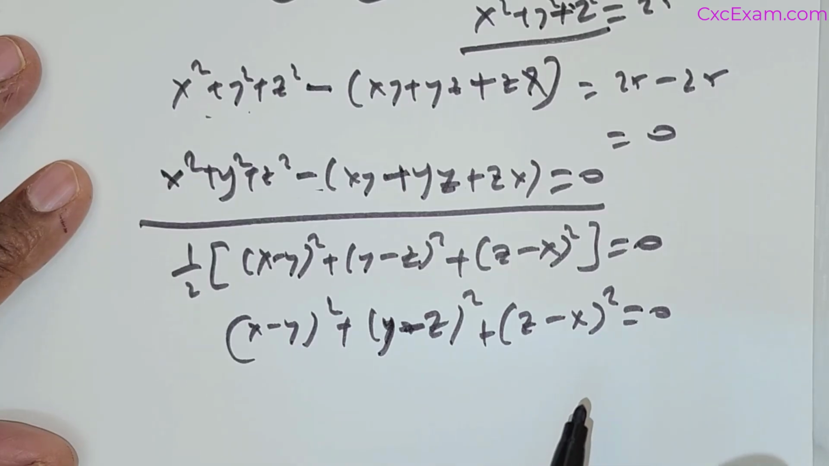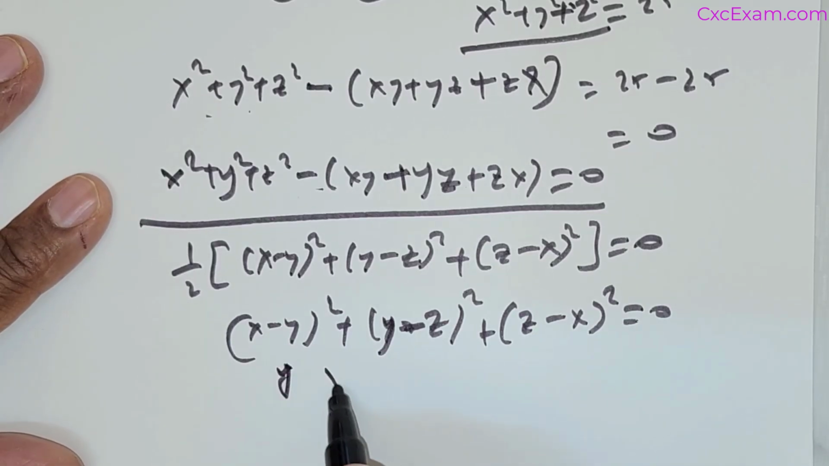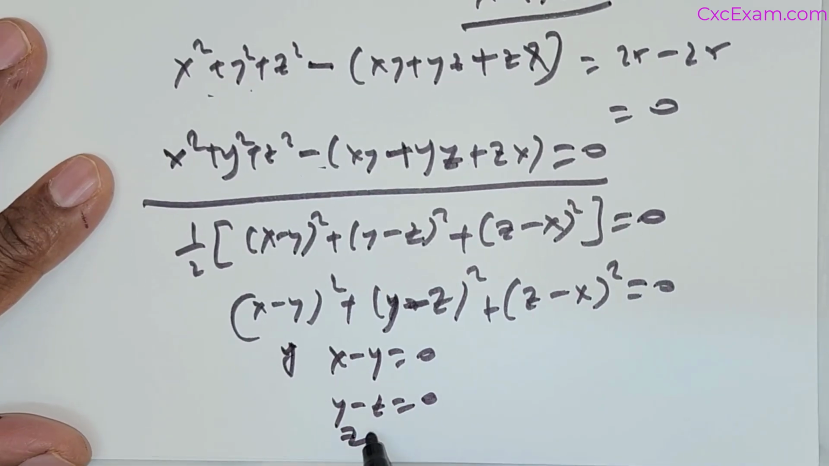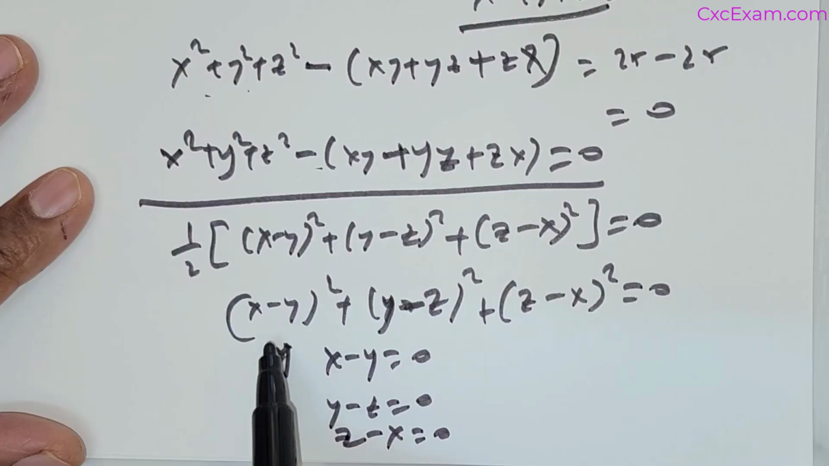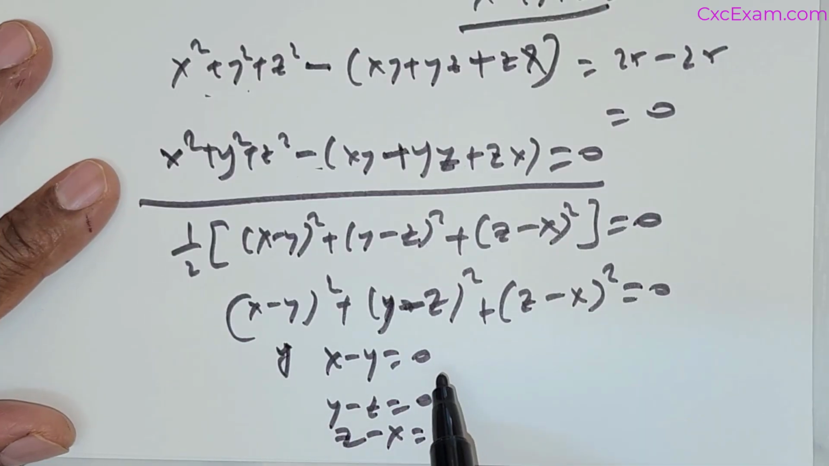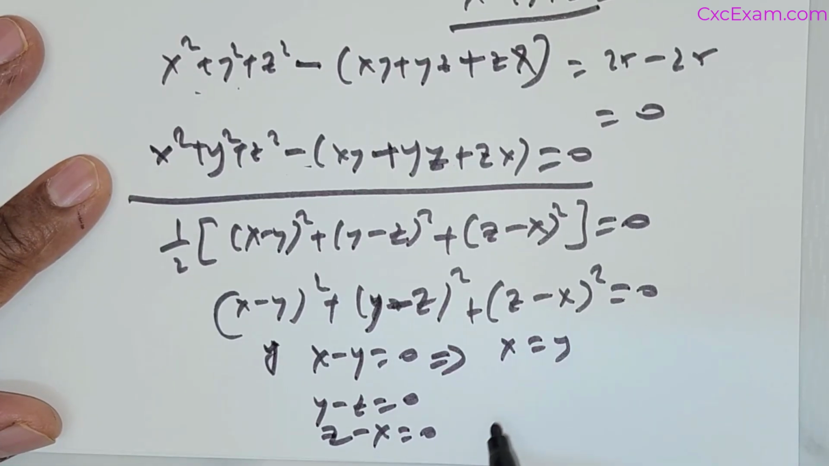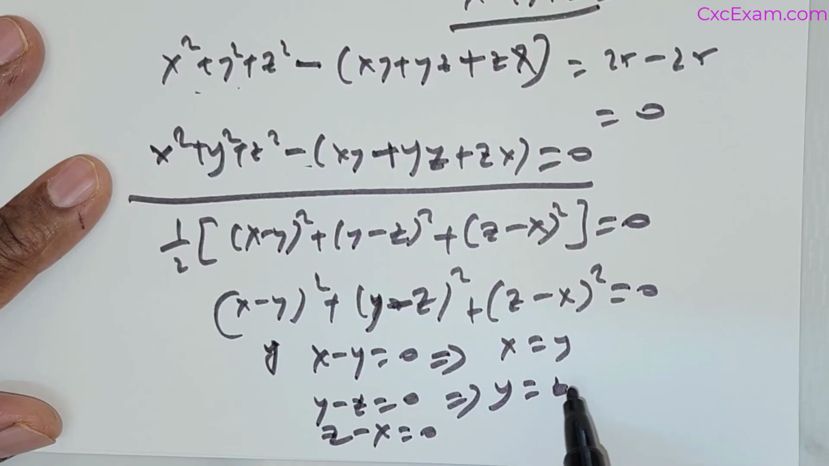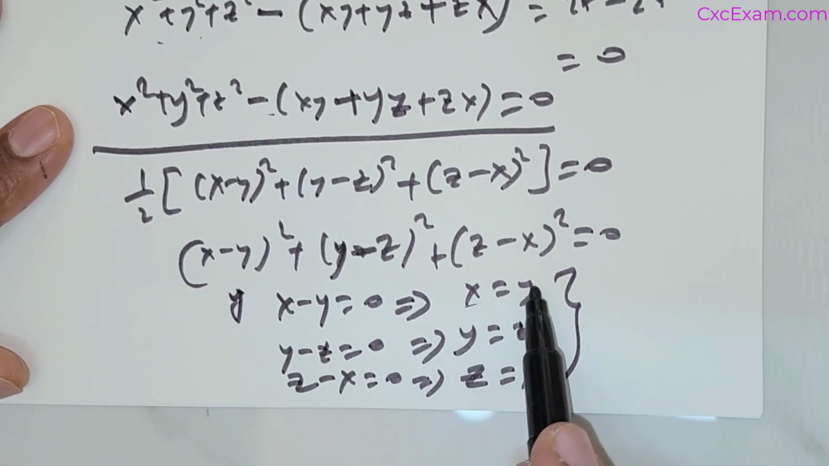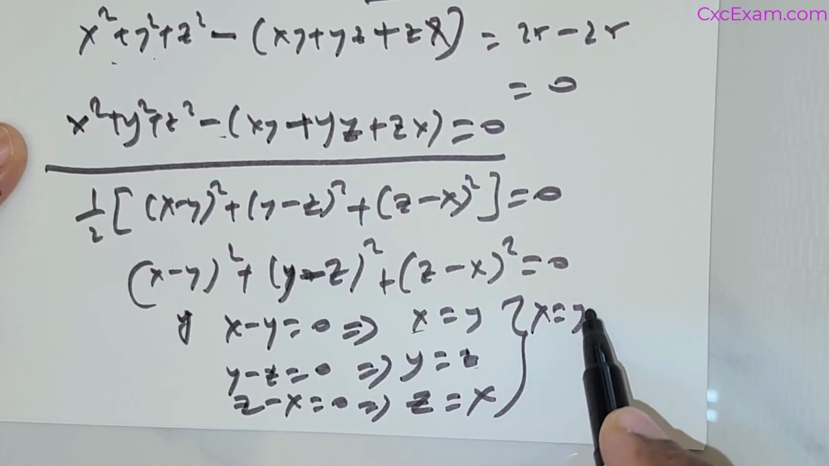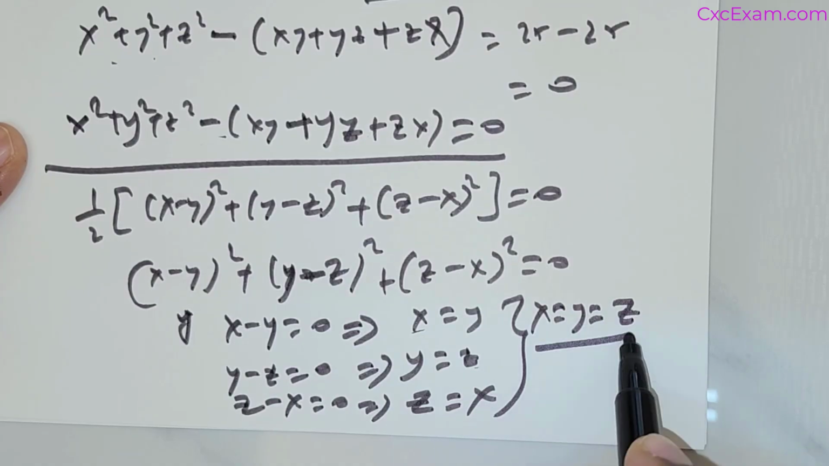Is it possible? It is only possible if x minus y is equal to 0, y minus z is equal to 0, and z minus x is equal to 0. This is the only time the sum of these squares will be equal to 0. If x minus y is equal to 0, it means x is equal to y. If y minus z is equal to 0, it means y is equal to z. If z minus x is equal to 0, it means z is equal to x. So what do you infer from here? x is equal to y and y is equal to z.